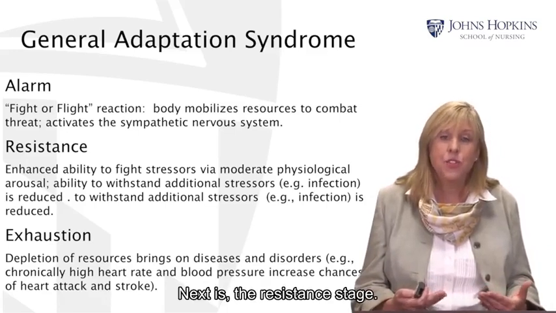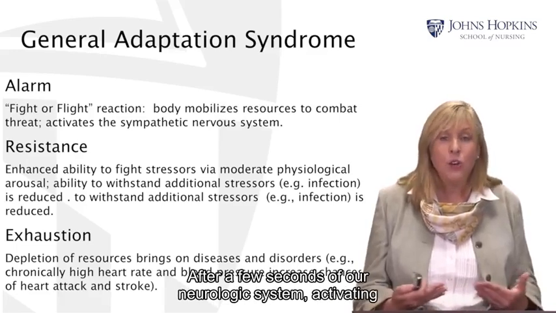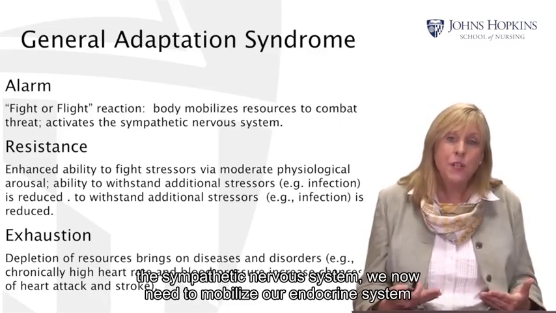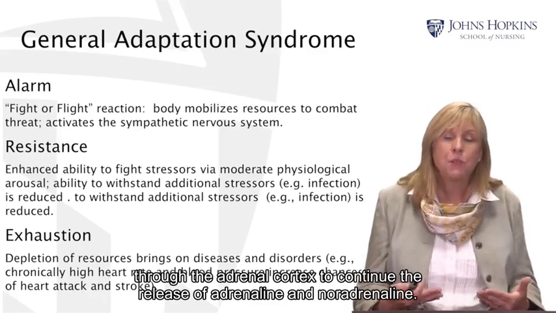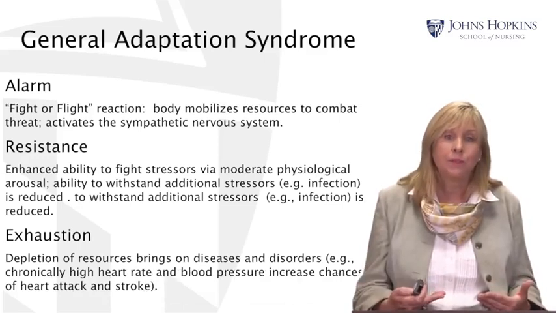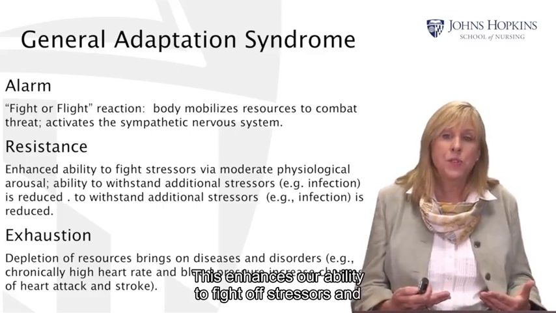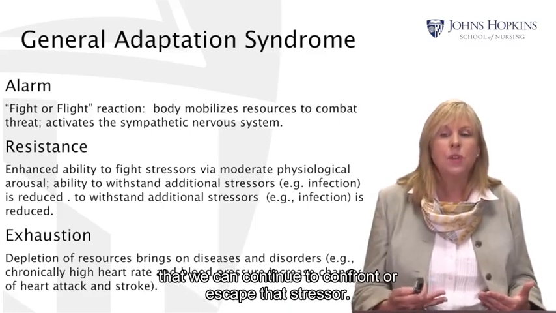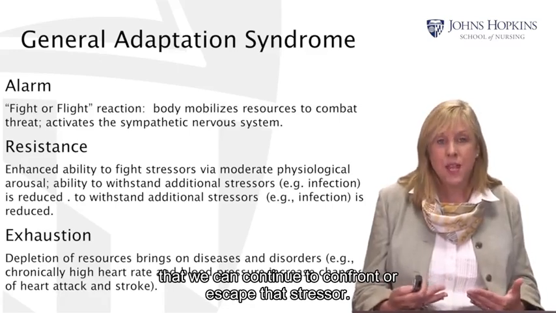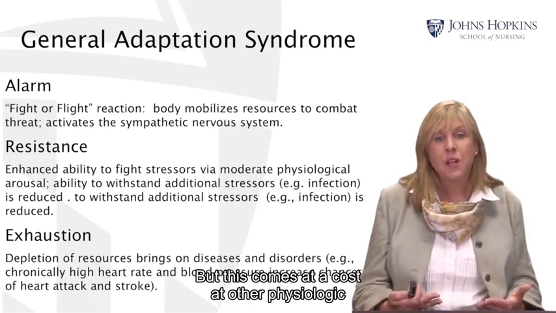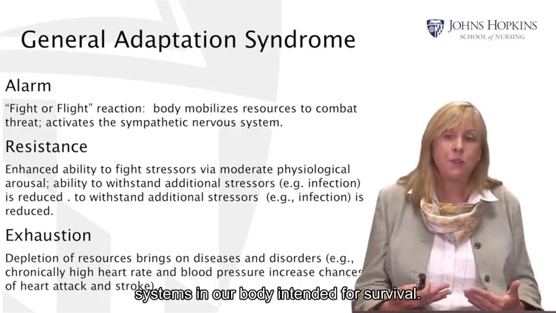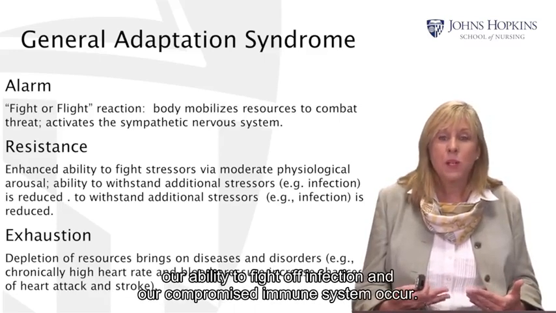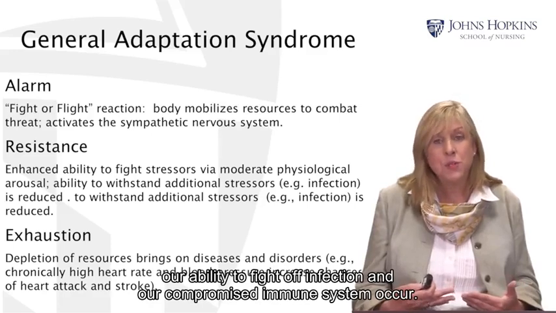Next is the resistance stage. After a few seconds of our neurologic system activating the sympathetic nervous system, we now need to mobilize our endocrine system through the adrenal cortex to continue the release of adrenaline and noradrenaline. This enhances our ability to fight off stressors and maintain that moderate level of physiologic arousal so that we can continue to confront or escape that stressor. But this comes at a cost at other physiologic systems in our body intended for survival. And so in the resistance stage of our general adaptation syndrome, things like our ability to fight off infection and our compromised immune system occur.